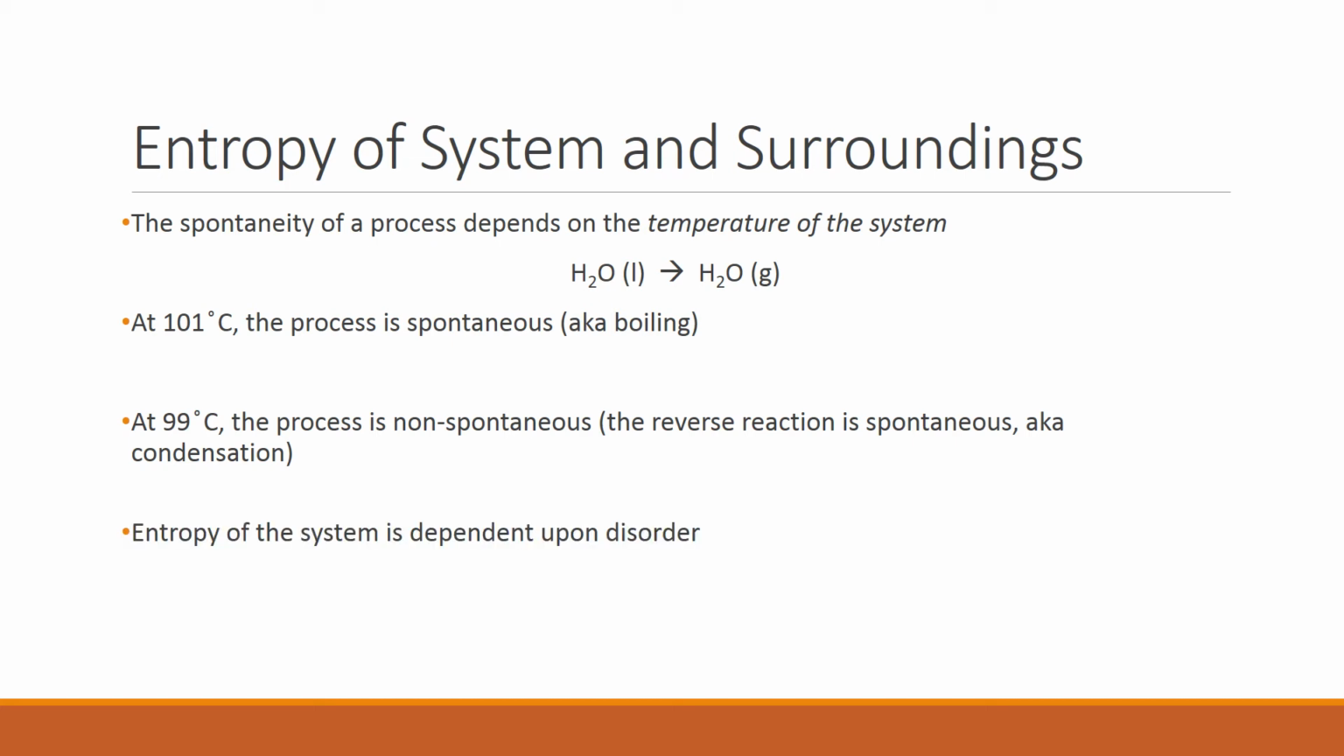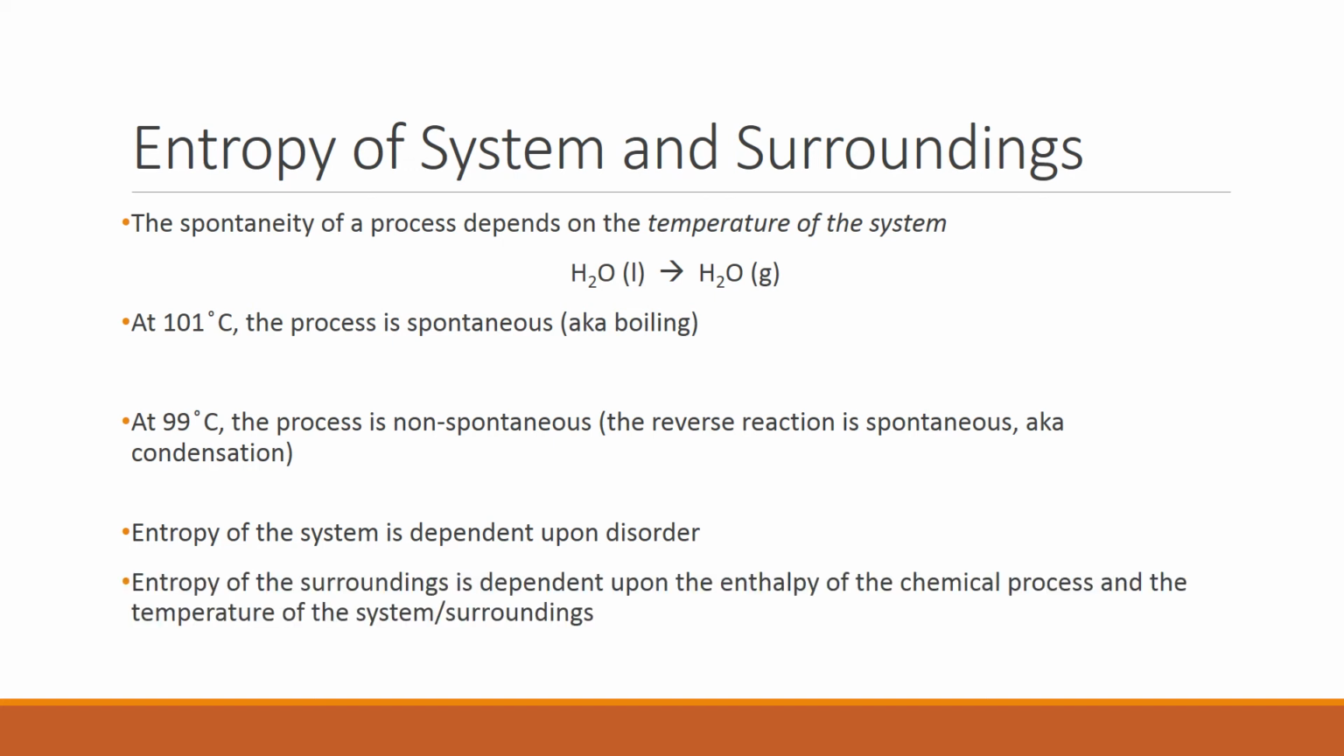So the entropy of the system is dependent upon disorder and the temperature, but mostly upon the disorder. But the entropy of the surroundings is dependent upon the enthalpy of the chemical process, the temperature of the system, and the surroundings. Whew, that's a lot of information. Let's break that down. The entropy of the surroundings is dependent upon the enthalpy of the chemical process and the temperature of the system and surroundings.